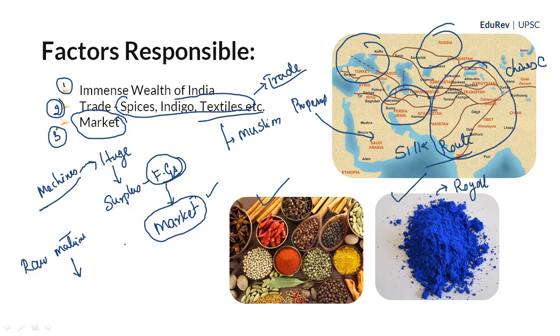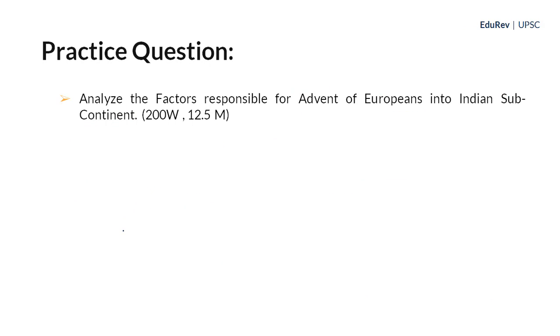Now I have a question for you. Analyze the factors responsible for the advent of Europeans into the Indian subcontinent. So I'm going to give you the guidelines. In the introduction, give a brief note on Europeans and why they wanted to look towards India. And in the body, you write about the factors. In these factors, you divide them into pull factors and push factors like we have discussed.